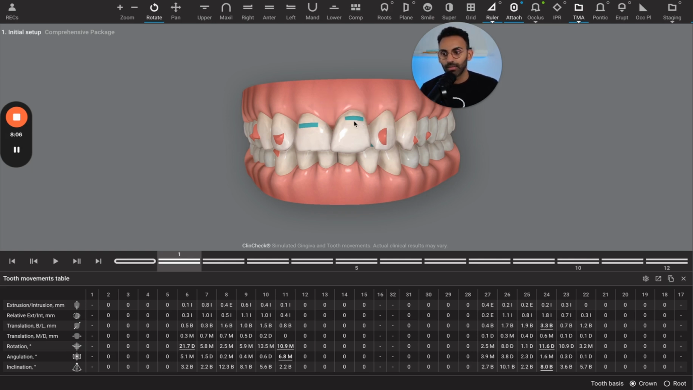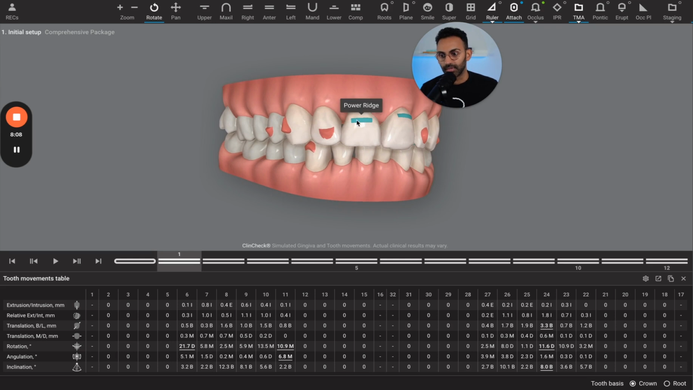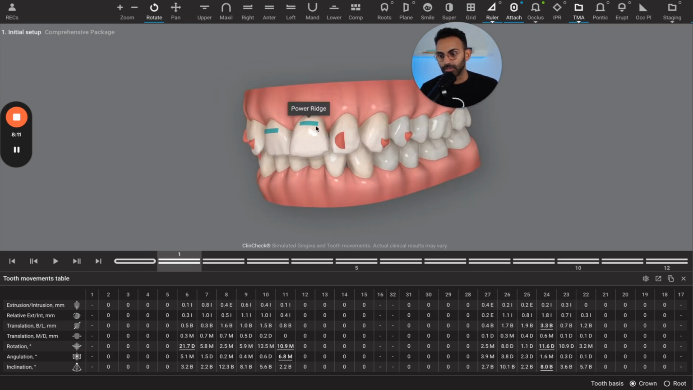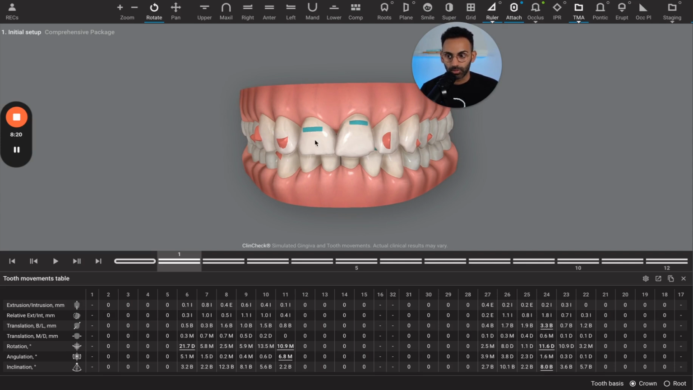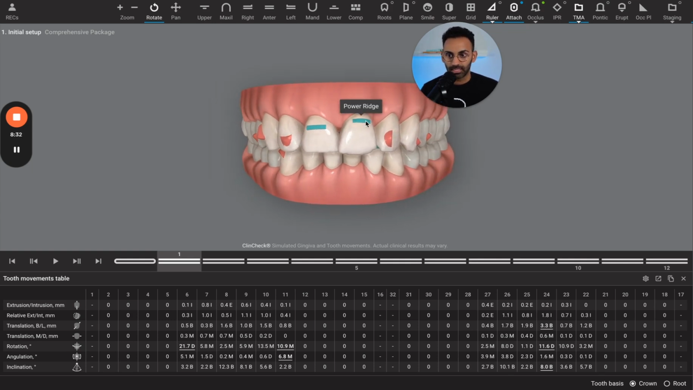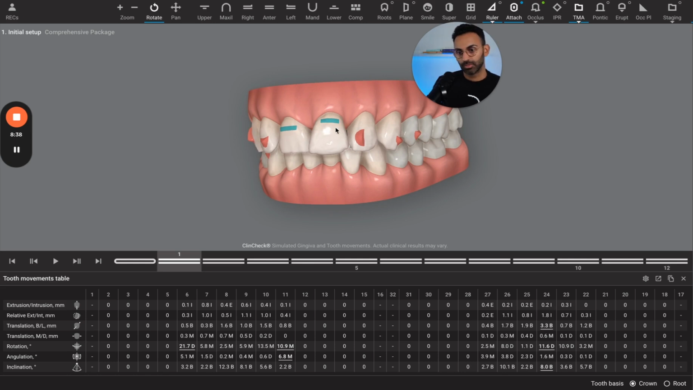There would be a force being applied right to the cervical area of the tooth. If you've got 3 in a row, the tray doesn't fit as well over the teeth. So the limit is always 2. If you have to have 3 in a row, you can always ask them to stage it. You just ask them to stage the power ridges so that there are no more than 2 in a row. That will really help with your cases in terms of predictability.